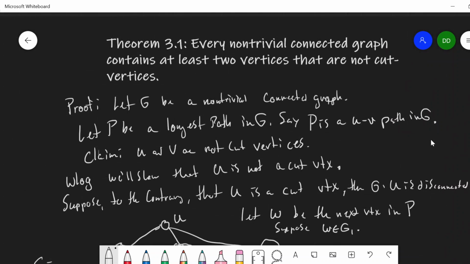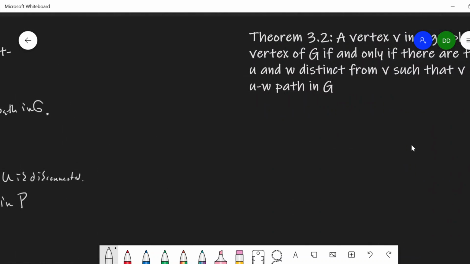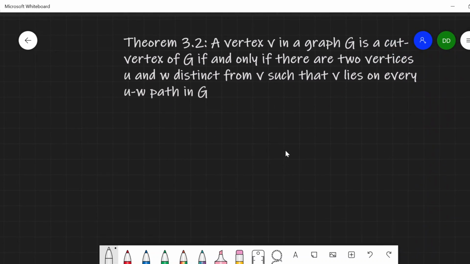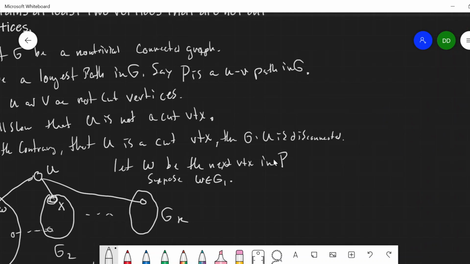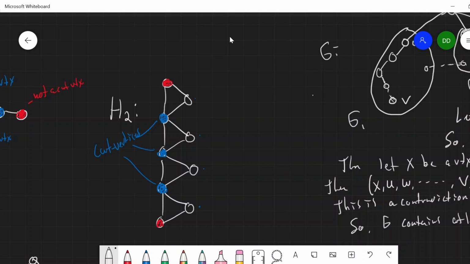Okay, one more theorem in this video. And that's the following for identifying cut vertices and giving us something to work with in terms of cut vertices. So what this says is that a vertex V in a graph is a cut vertex if and only if there are two vertices, U and W, distinct from V, such that V lies on every UW path in G.